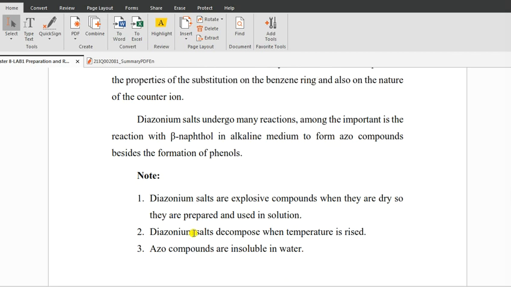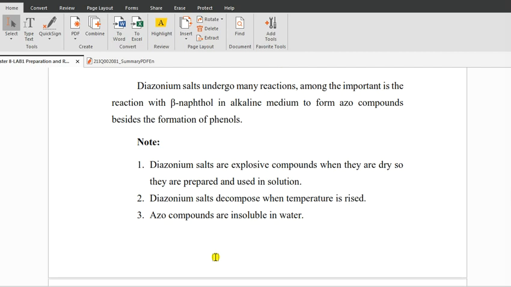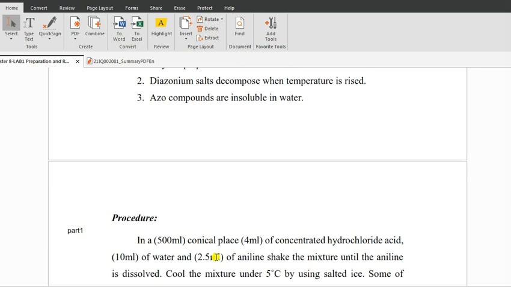You have to take care during the stirring or during the handling of this salt, because these salts are explosive compounds if they are dry. Then the diazonium salt also decomposes when the temperature rises, so we have to keep it again in the ice bath. Other compounds which we will prepare in the first week are insoluble in water. Now let's move to the procedure.